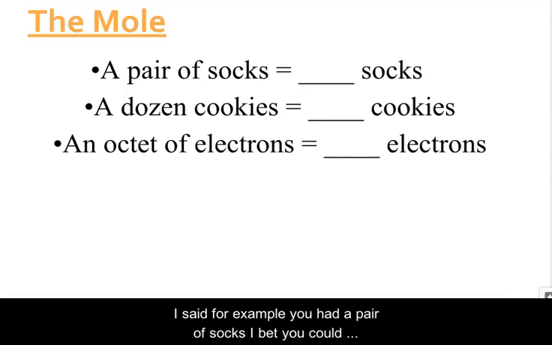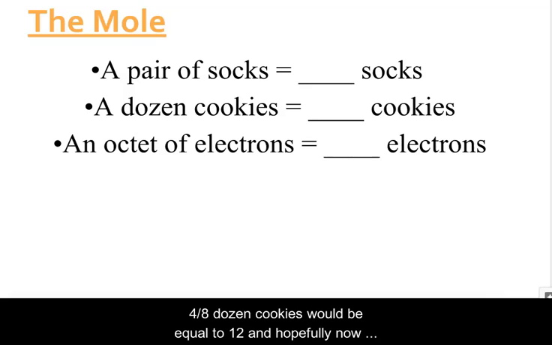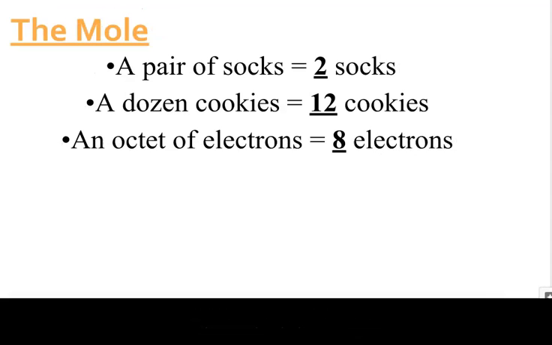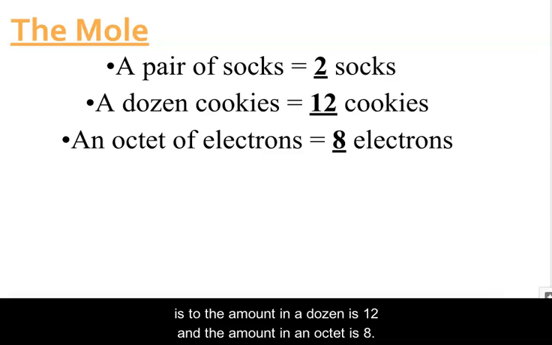If I said, for example, you had a pair of socks, I bet you could tell me that a pair is equal to 2 socks, or a dozen cookies would be equal to 12. And hopefully by now, we know that an octet is equal to 8 electrons. What do all these things have in common? Well, they are all units that give us a certain amount. An amount for a pair is 2, the amount in a dozen is 12, and the amount in an octet is 8.